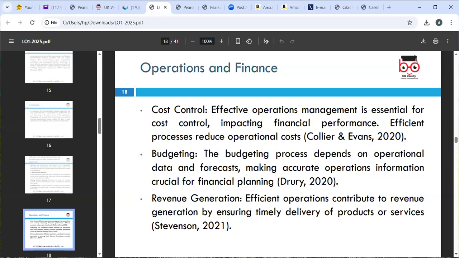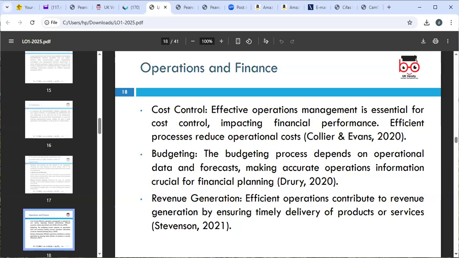When you have good processes in place, it helps reduce operational costs. When you have machines that are doing good jobs and are well defined, you reduce the defects, and then you don't spend more in terms of your costs. So it is very important that you check cost control. You do what we call product valuation and product monitoring. Very important. And those you can get from Collier and Evans 2020.